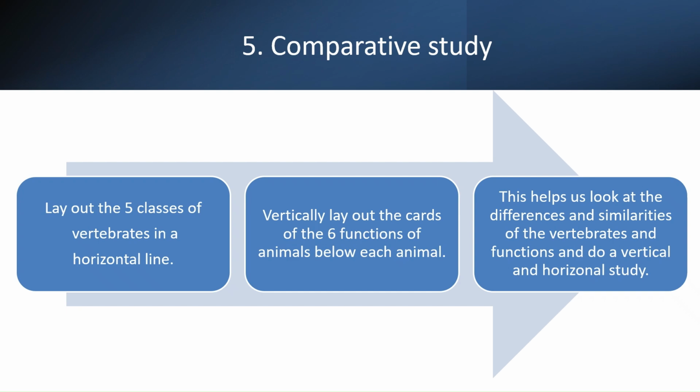The next presentation is comparative study. Lay out the 5 classes of vertebrates in a horizontal line. Vertically, lay out the cards of the 6 functions of animals below each animal. This helps us to look at the differences and similarities of the vertebrates and functions and do a vertical and a horizontal study.